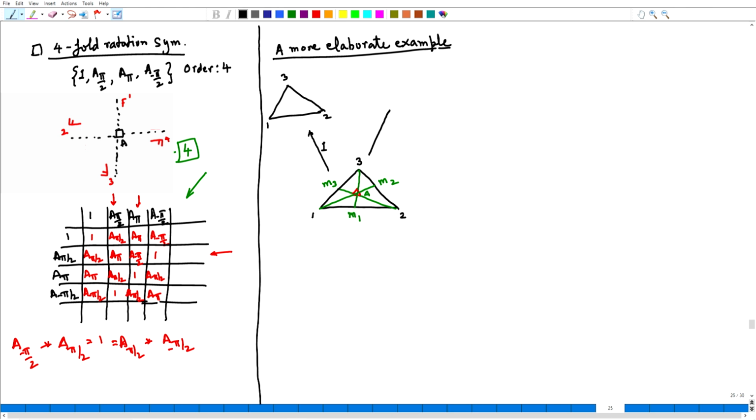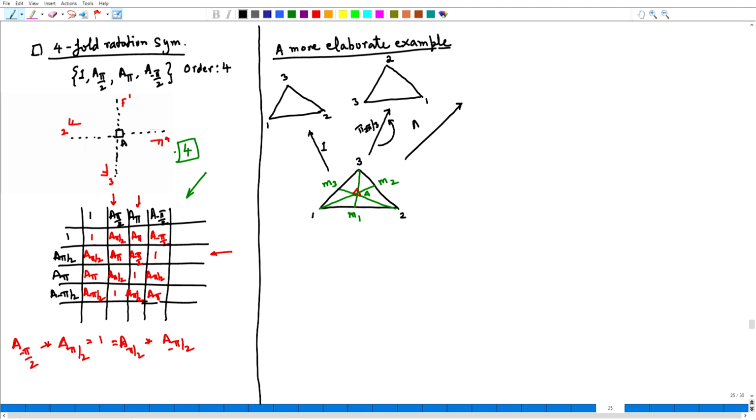Let us do a 120 degree rotation. So, A 2 pi by 3. So, this is a 120 degree rotation. So, vertex 1 becomes this after 120 degree rotation counterclockwise, this becomes 2, this becomes 3.